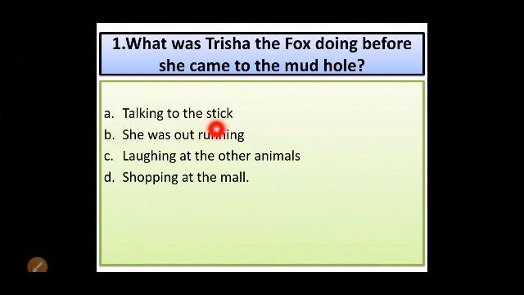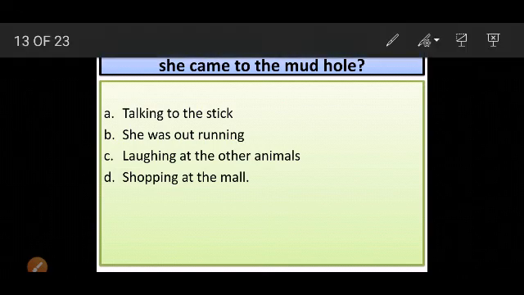Talking to the stick? No. She was out running. She was running fast. Laughing at the other animals? No. Shopping at the mall? No. So what is the correct answer? What was she doing before coming to the mud hole? She was out running. She was running fast, right?